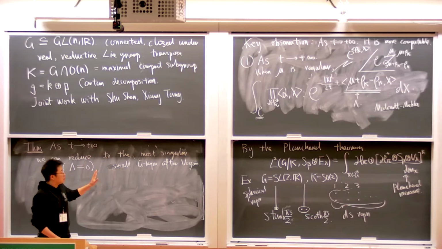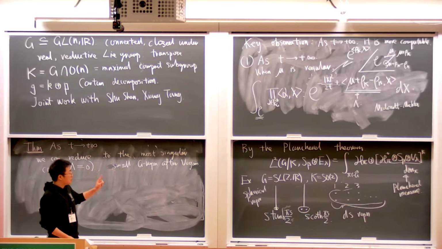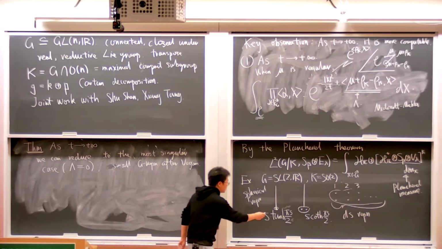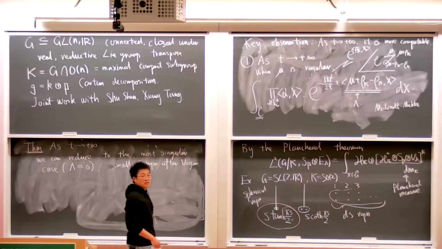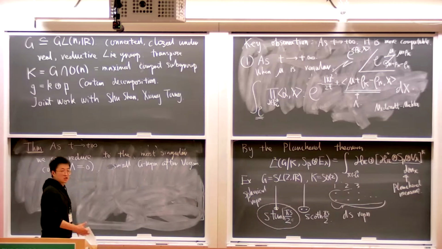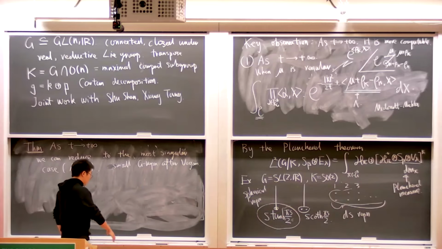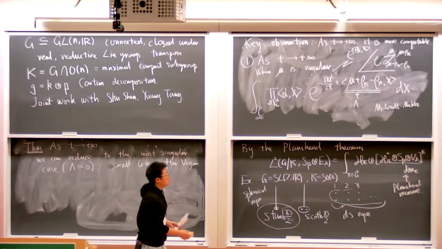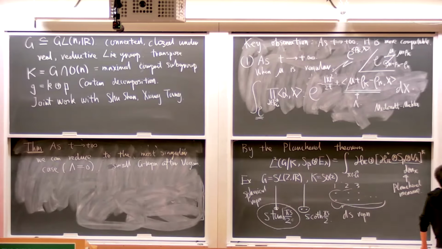Okay, I will finish my talk with one last computation for SL2R. How do we get this one? This is a small case. So here, in a general case, we can always reduce to the most singular case. I'm just going to finish my talk with one computation about the most singular case of SL2R.